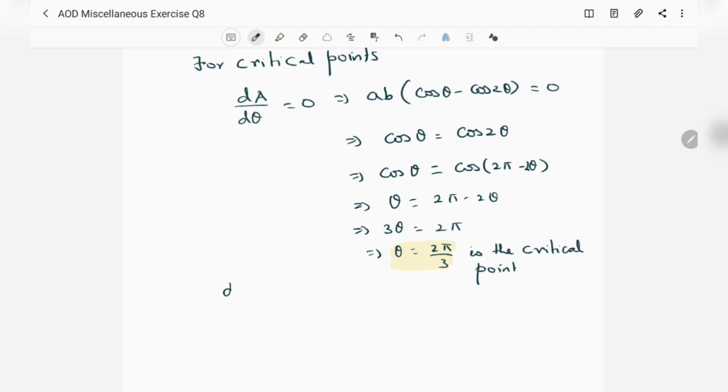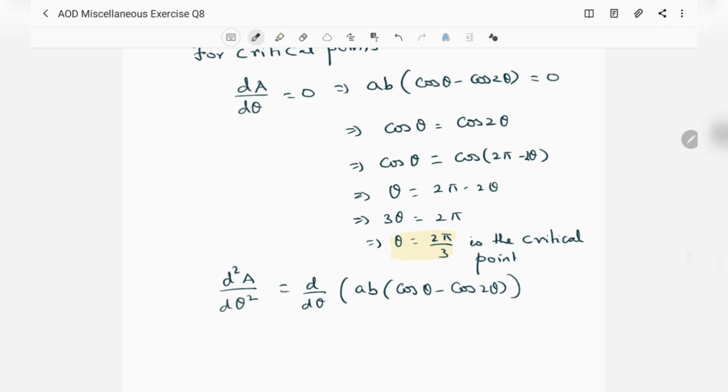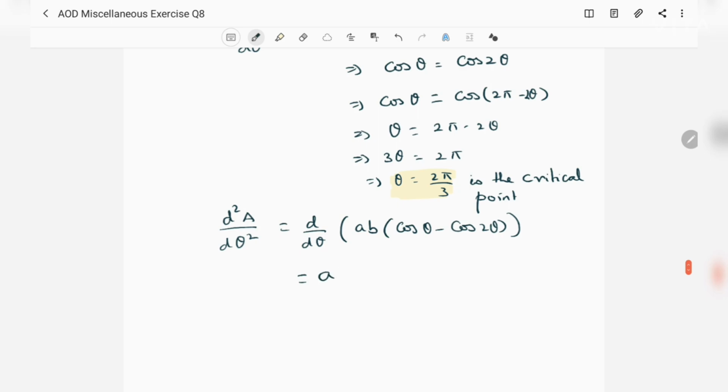So let's find d square A by d theta square, which is equal to d by d theta of AB into cos theta minus cos 2 theta, which is equal to AB times derivative of cos theta is minus sin theta, minus of derivative of cos 2 theta will be minus sin 2 theta into 2. So we get AB times minus sin theta, minus into minus plus 2 sin 2 theta.